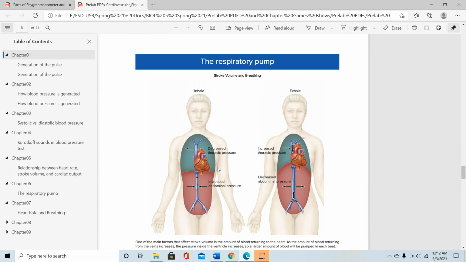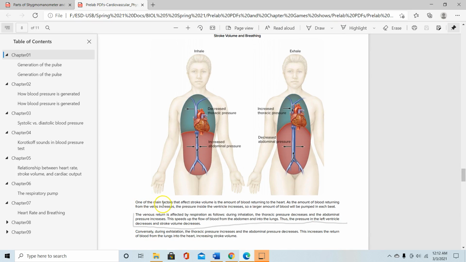Okay, respiratory pump. Our breathing also affects our stroke volume and heart rate. One of the main factors that affect stroke volume is the amount of blood returning to the heart. So how much blood returns to the heart during inhalation, or breathing in, or exhalation, breathing out. As the amount of blood returning from the veins increases, the pressure inside the ventricle increases, and so a larger amount of blood will be pumped in each beat.